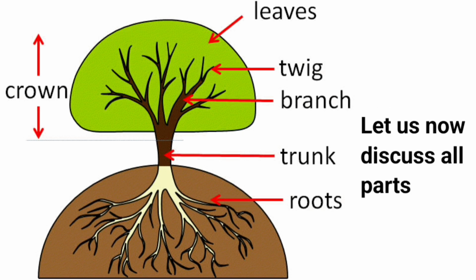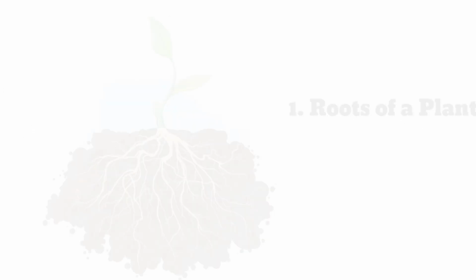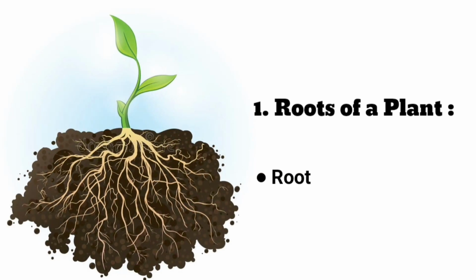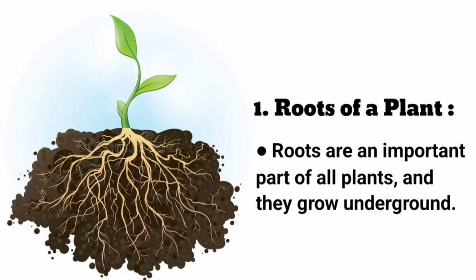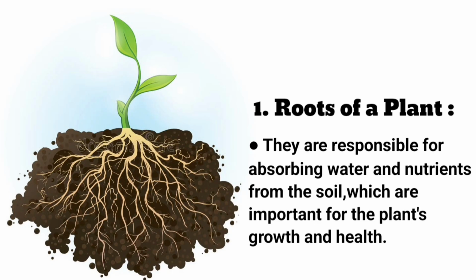Parts of a plant. Let us now discuss all parts in detail. First, roots of a plant. Roots are an important part of all plants and they grow underground. They are responsible for absorbing water and nutrients from the soil, which are important for the plant's growth and health.